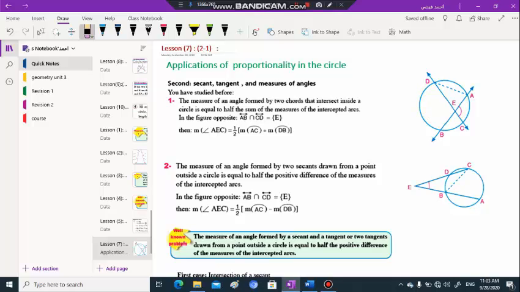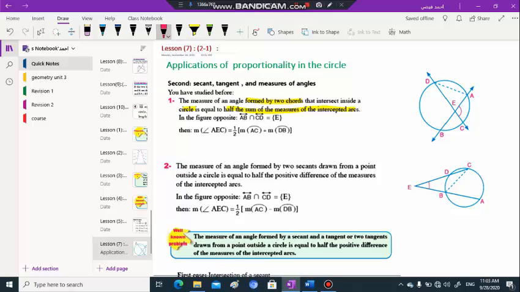Lesson 7, application of proportionality in the circle, and we will start with secants and tangents and measures of angles. We studied before the measure of an angle formed by two chords. If we have an angle formed by two chords, like angle AEC, and they intersect inside the circle, its measure equals half the sum of the measures of the intersected arcs.